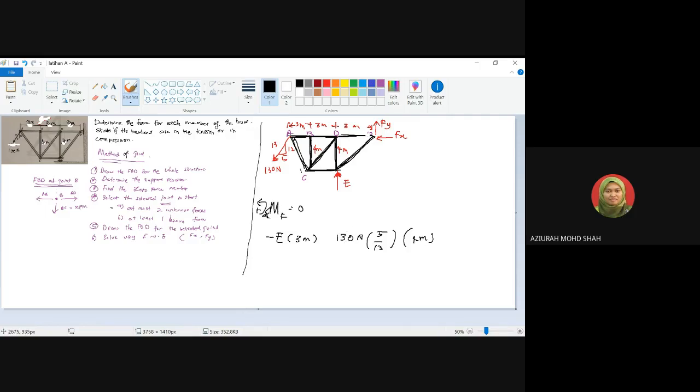Kenapa 130 Newton times 5/13 ni kita tak ambil? Sebab distance Y tak ada. Sebab dia sebaris. Yes, because we are picking point F, right? Okay. So you tengok ini 130 Newton 5/13 adalah dia punya X component untuk 130 Newton ni. So we know that this force ni dia passing through this point. Jadi kita tak perlu kira, we can eliminate.